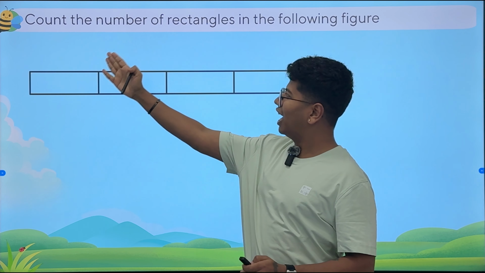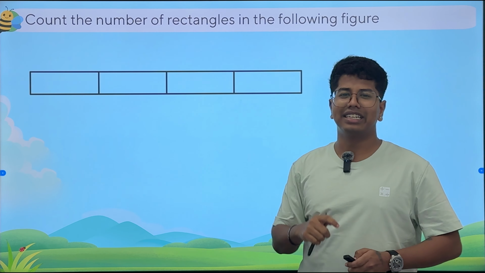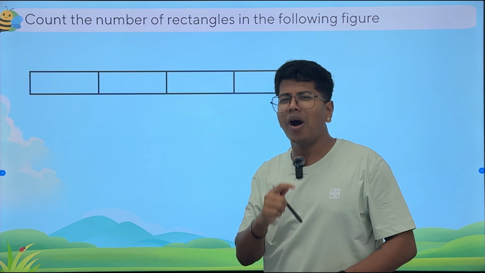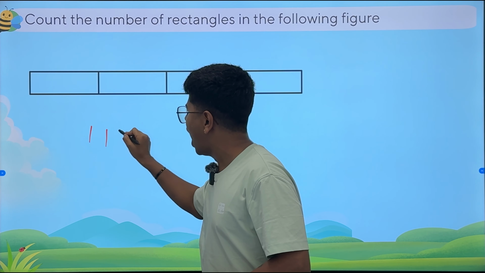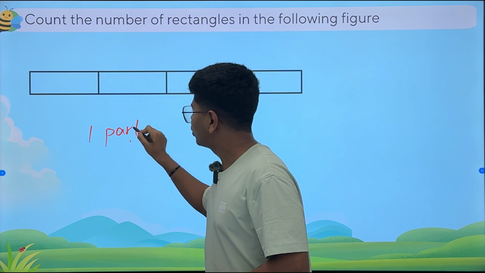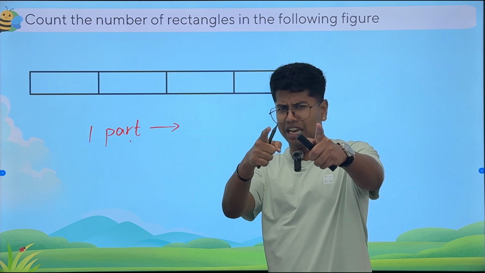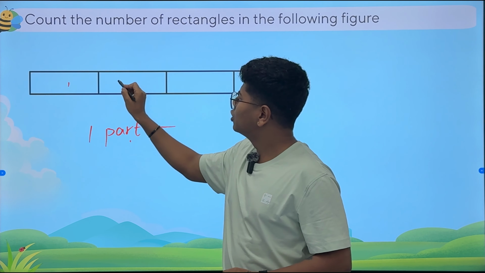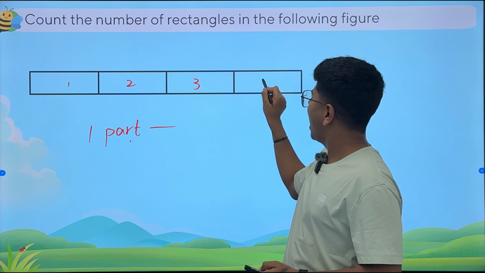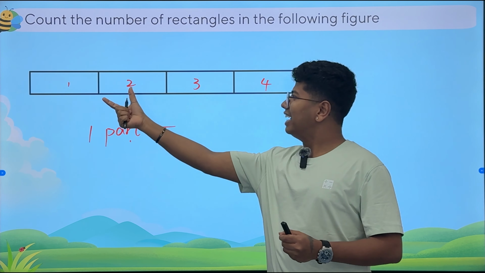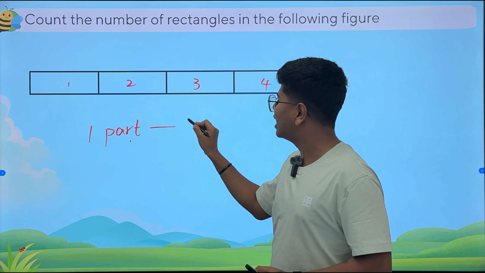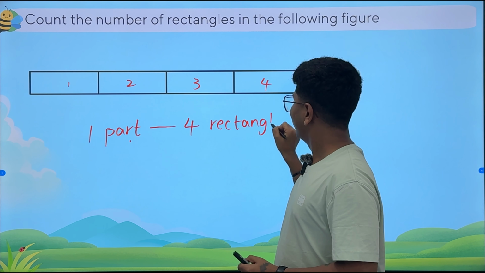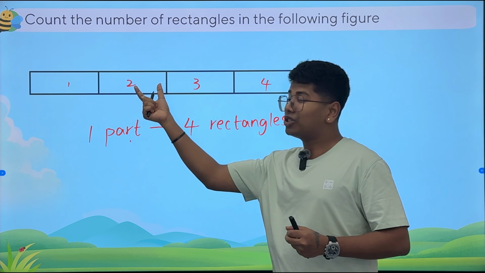Now understanding this, let's have a look at our question. Now in our question here, we have to count the number of rectangles. So from which part should I start? Oh, perfect, just one part. So if I count one part, how many rectangles are there? Let's count together. 1, 2, 3 and 4. So here we can see if we count one part, there are just 4 rectangles.